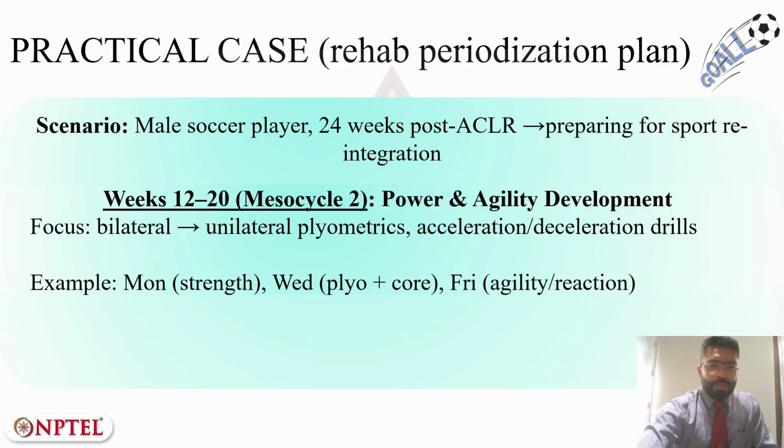During the mesocycle 2, tentatively weeks 12 to 20, the focus will be on power and agility development using bilateral to unilateral plyometrics and various acceleration or deceleration drills. So he may practice strength training on Mondays, plyometrics and core training on Wednesdays, and agility or reaction drills on Fridays.